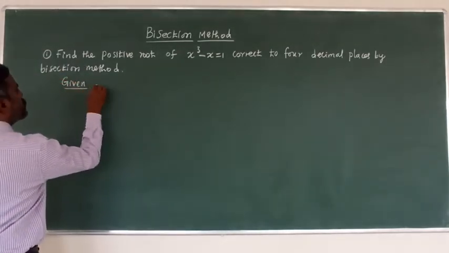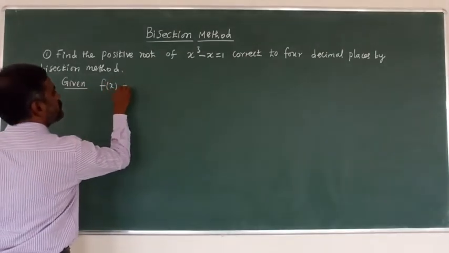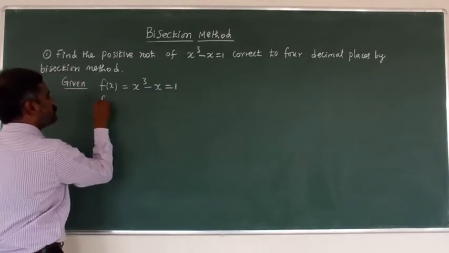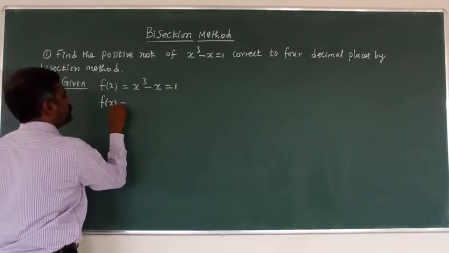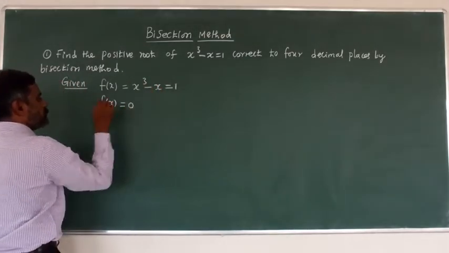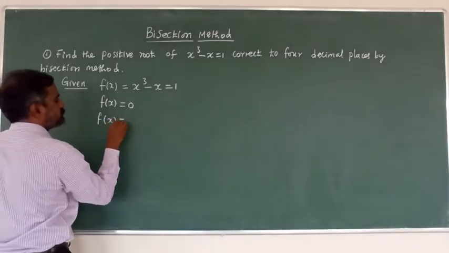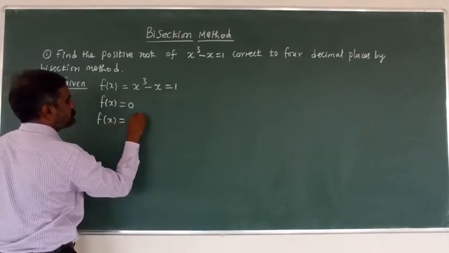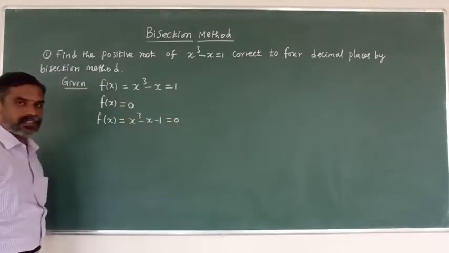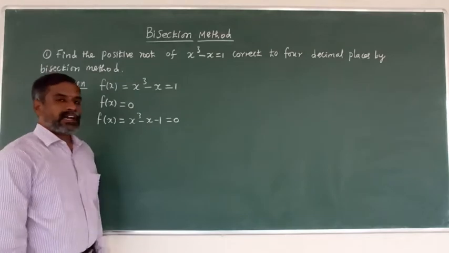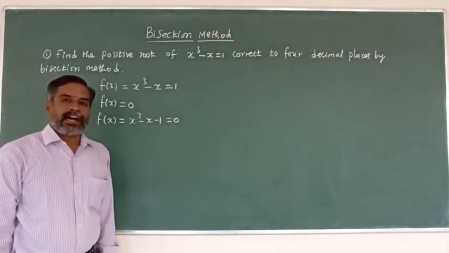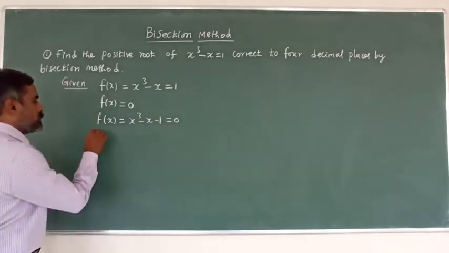Here, given f of x equals x cube minus x minus 1. Now we have to change it into f of x equal to 0 format. For that, rearrange: x cube minus x minus 1 equals 0. First, we have to find one negative and one positive value.